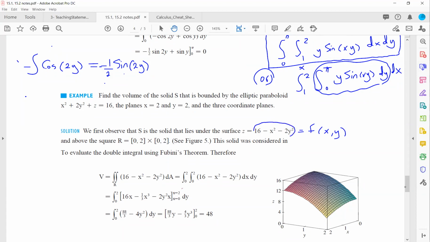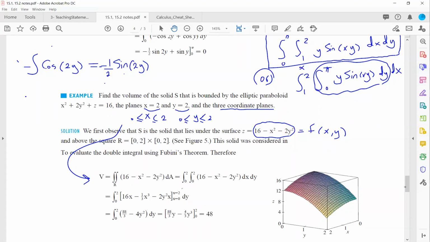So this is your inside function. Now take a look at these 2 planes, x equals 2 and y is equal to 2. We have another condition that says 3 coordinate planes. So it means that your x is sandwiched between 0 and 2, and your y is sandwiched between 0 and 2. Now we can form our integrals.